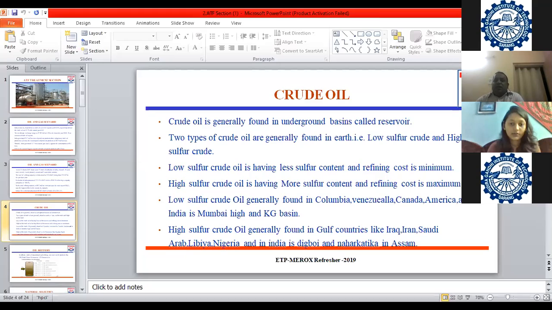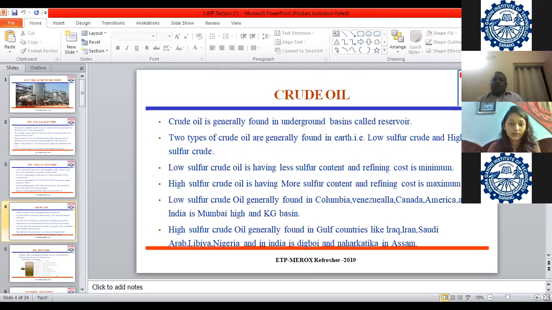Again, crude oil is coming from the reservoir, and it is segregated into two parts: one is offshore, one is onshore. If we extract the crude oil from the sea bed, it is called the offshore basin, which in India is in Mumbai. And if it is a land-based excavation or land-based reservoir, which is generally in Naharkatia and Digboi in Assam, it is called the onshore basin.